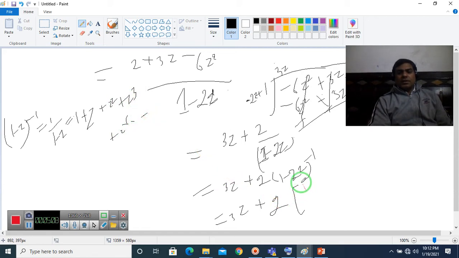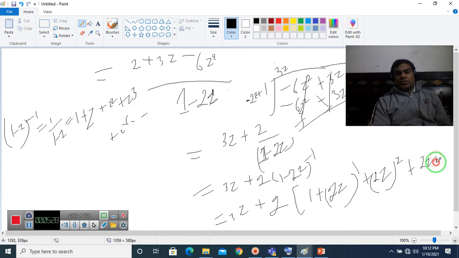The similar thing is here, but the term is 2z, so you can express it in this way: 1 plus 2z to the power 1 plus 2z to the power 2 plus 2z to the power 3 plus dot dot dot 2z to the power r.